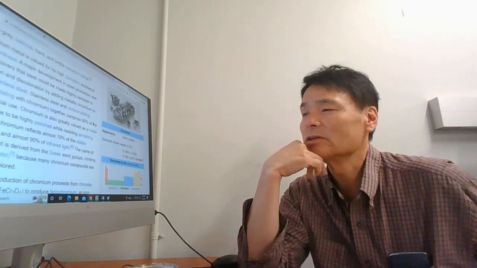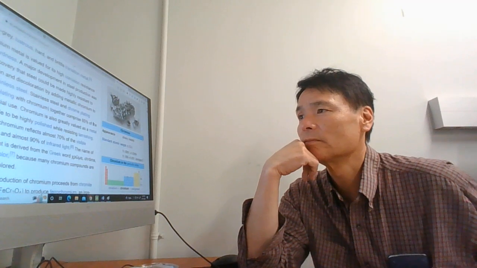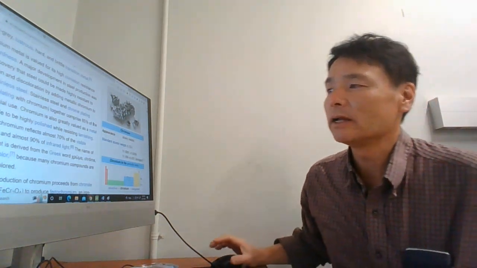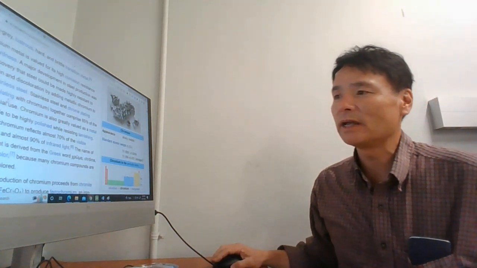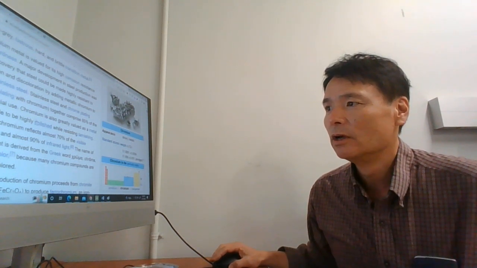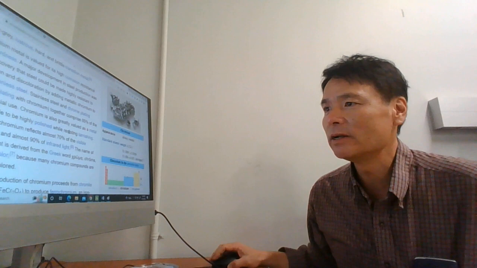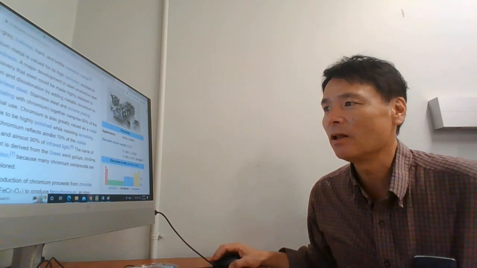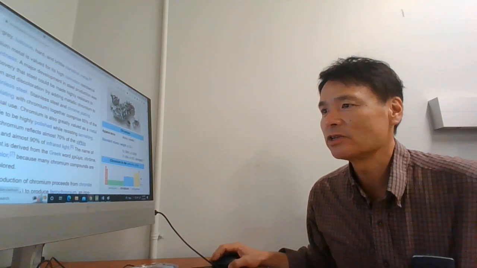Stainless steel is a mixture, and there's lots of different mixtures in it. Stainless steel and chrome plating. Chrome plating is when you electroplate with chromium. Together they comprise 85% of commercial use. Chromium is also greatly valued as a metal that is able to be highly polished while resisting tarnishing.